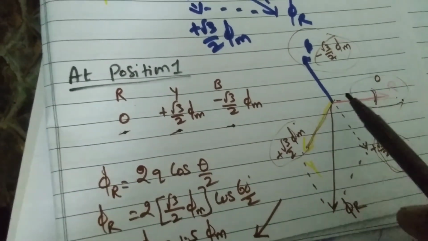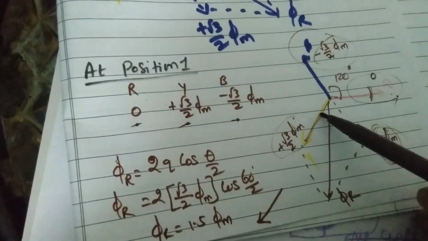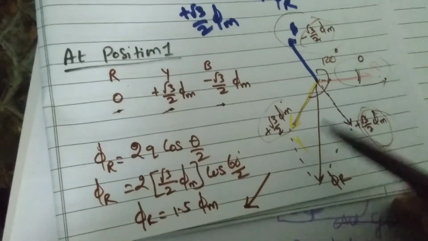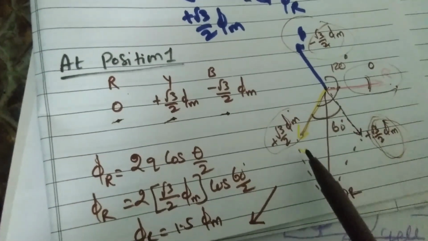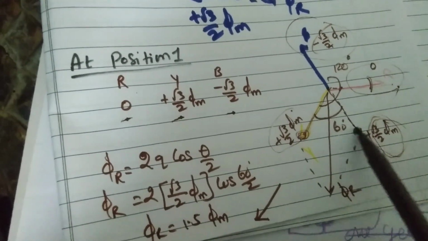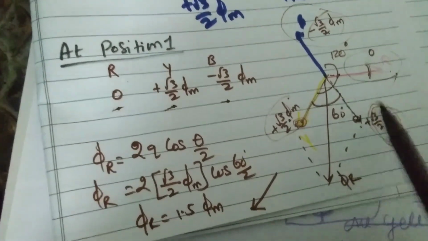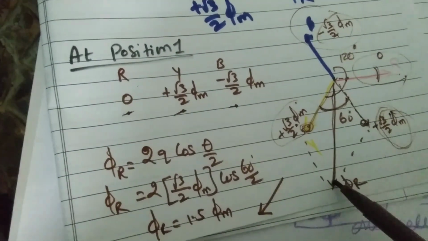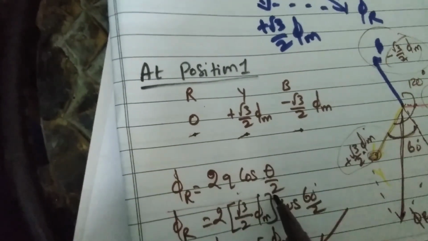We know that each phase is displaced by 120 degrees. Here it was 120 degrees. When we divide this equally, this angle becomes 60 degrees. Now we are going to find the resultant between this vector and this vector. The magnitudes are the same, plus root 3 by 2 phi m and plus root 3 by 2 phi m, and the angle is 60 degrees. Now we can find the resultant. How do we find the resultant? We know the formula 2 P Q cos theta by 2.